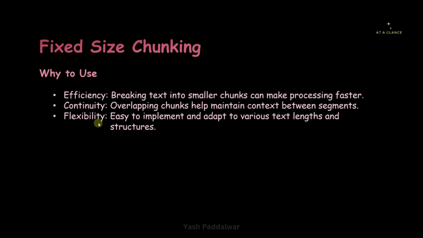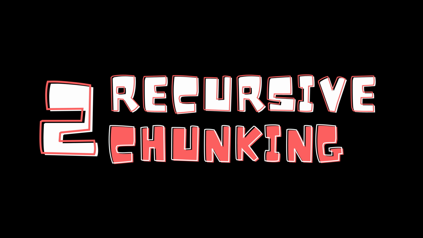The next reason is flexibility, as fixed size chunking is the easiest to implement and adapt to various text lengths and structures. So this is the most basic type of chunking strategy. Using this strategy, a lot of problems can be dealt with. So I hope the entire thing is clear. We have seen the ins and outs of fixed size chunking. I hope every single explanation along with the implementation is crystal clear to you all.